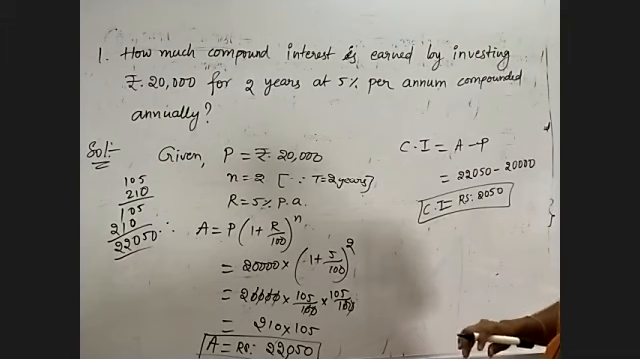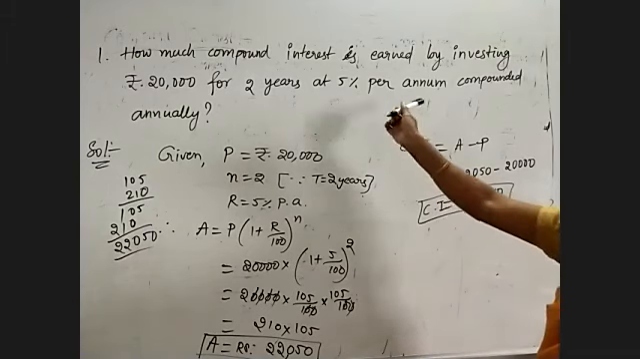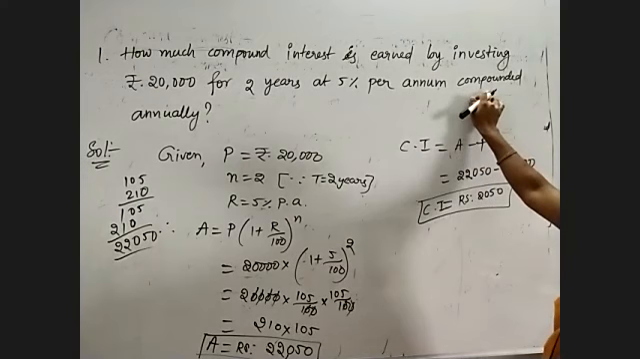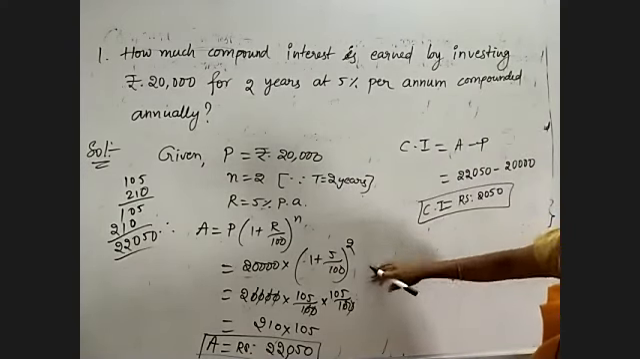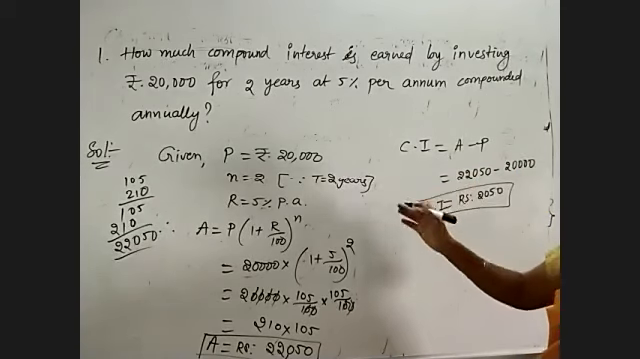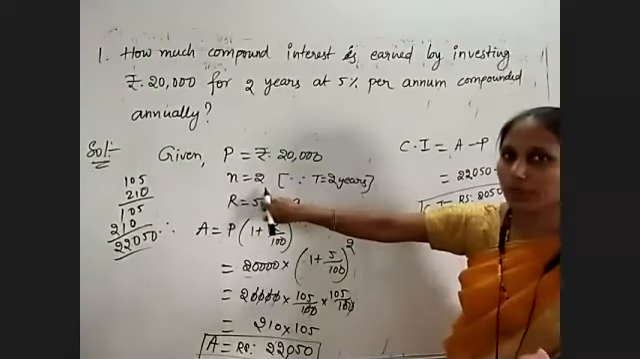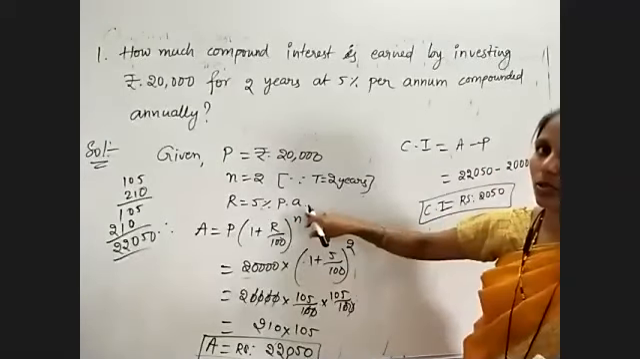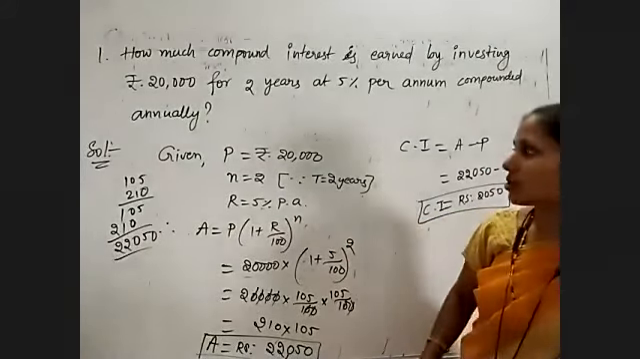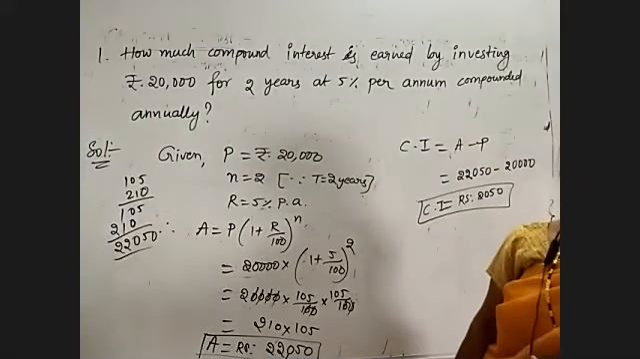This is the way: whenever values are given annually, whatever value is given, just directly substitute in the formula. But if it is given half yearly, then the conversion periods also we have to change, and the rate of interest also we must divide by 2. Still, some more problems we will do on this topic.